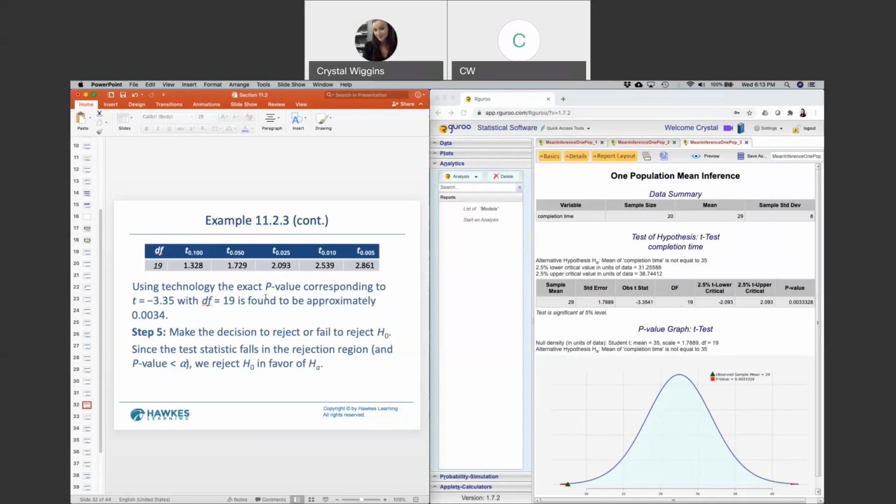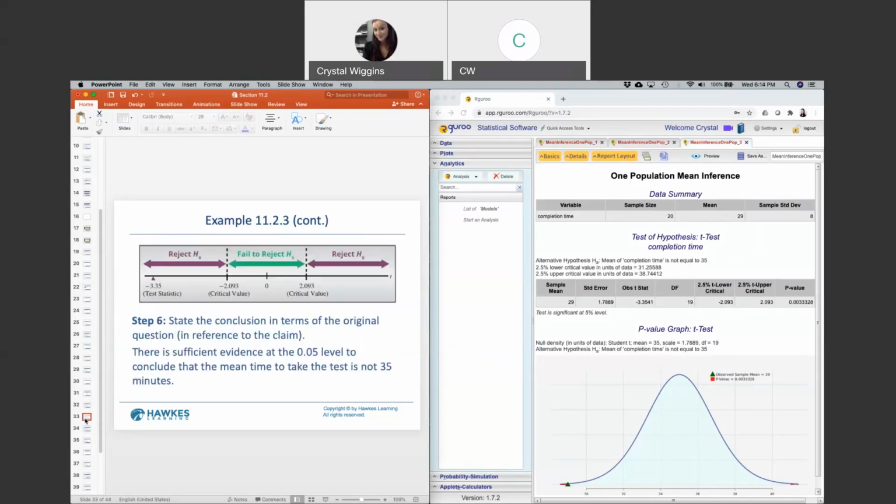So using technology with the exact p-value according to the test statistic with the degrees of freedom is found to be 0.0034. We wouldn't be rounding to 4 in this, that's an overround. We make the decision, we are rejecting that null hypothesis based on both of the methods, critical value and p-value. So let's state the conclusion. Again, if we're rejecting the null, that means we are looking at that alternative as acceptable, which is that there is sufficient evidence at the 0.05 level to conclude the mean time to take the test is not 35 minutes.